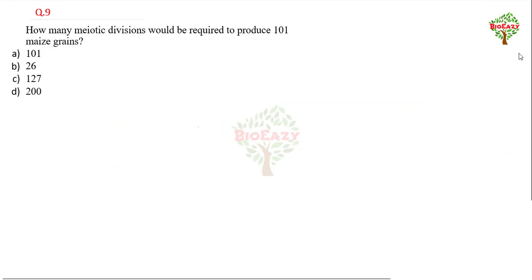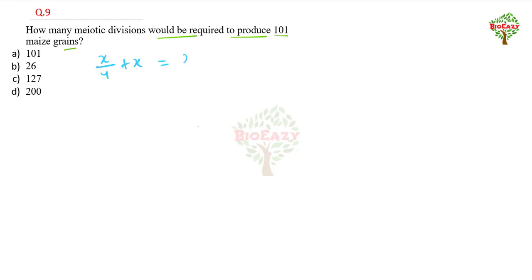Next, question number 9 is, how many meiotic divisions would be required to produce 101 maize grain? So we can use our short trick, like x upon 4 plus x is equal to 101 upon 4 plus 101 is equal to 25.25 plus 101 is equal to 126.25, which is nearly 127. So here the answer is 127.